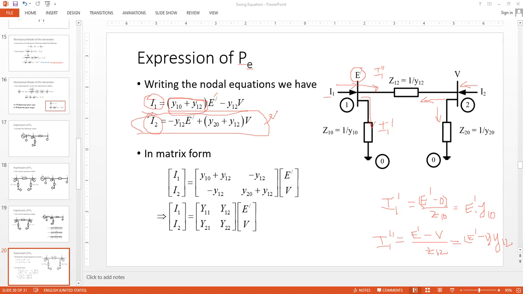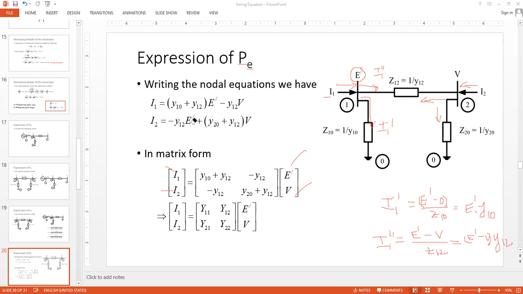So once you are done with this, we will try to represent this I1 and I2 in matrix form. So these are your inputs for the system: E dash and V. I1 and I2 are the dependent variables or outputs. So simply take out the coefficients from these two equations at the top. What's the coefficient of E dash for I1? Y10 plus Y12. Coefficient of V is minus Y12, simply matrix vector multiplication.